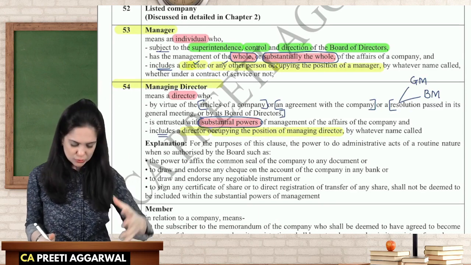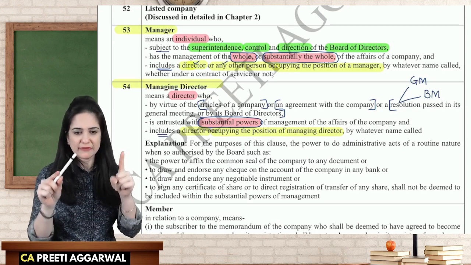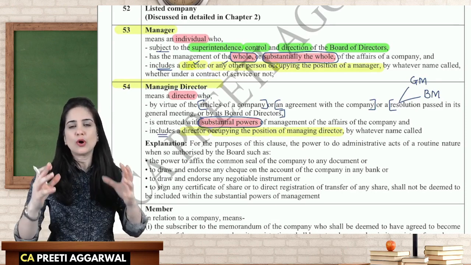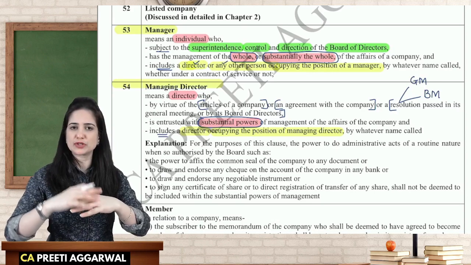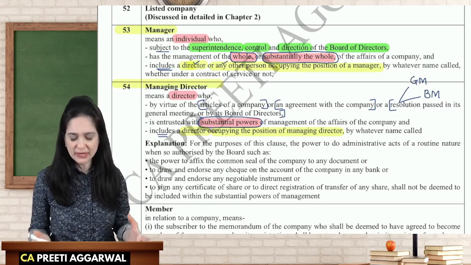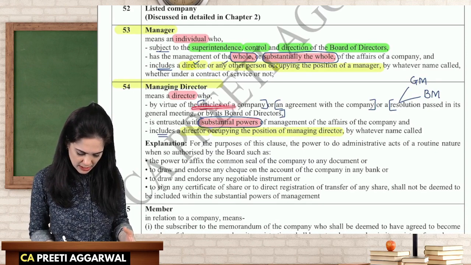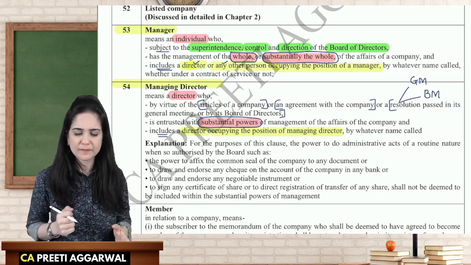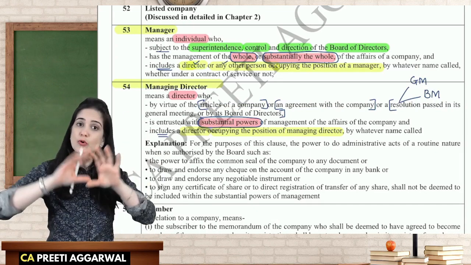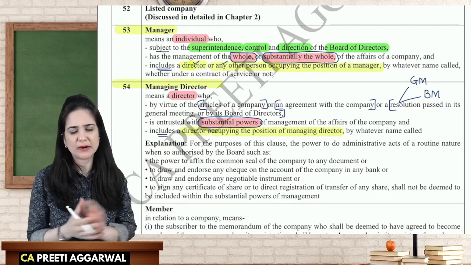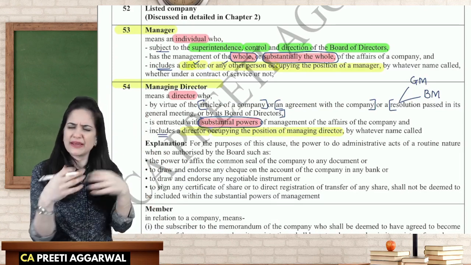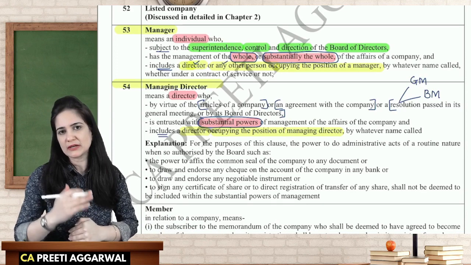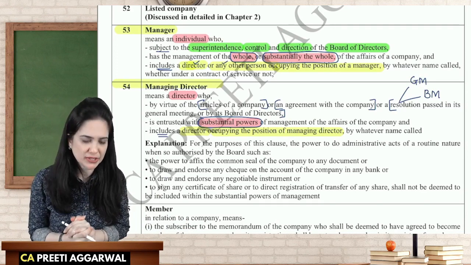Okay. So let's go through the points again. Manager can be an individual, whereas a managing director has to be a director. Manager is under the superintendent's control or under the direction. He operates under the direction of the board. Whereas in this case, a managing director may be appointed as per the articles or by any agreement or through a resolution passed either at the board meeting or a general meeting. Manager has substantial or whole of the powers. Managing director has only substantial powers. Manager may or may not be the director. See, I am a director and I'm also a manager. No harm in that. But for a managing director, you have to be a director first and only then you can be appointed as a managing director.